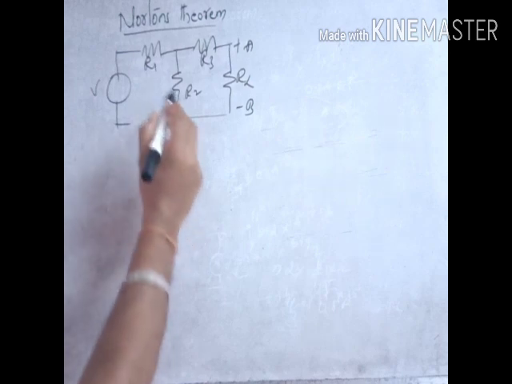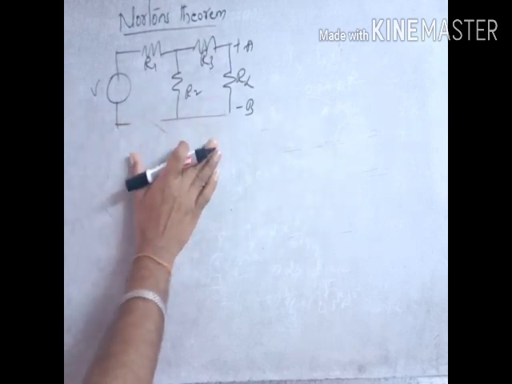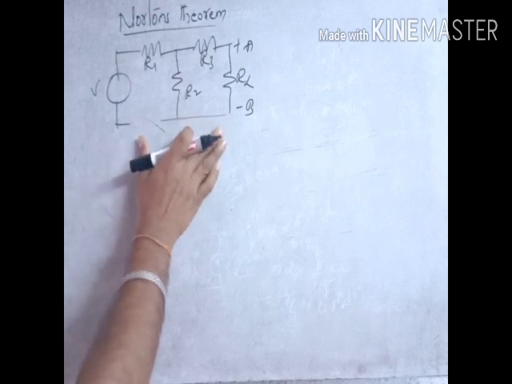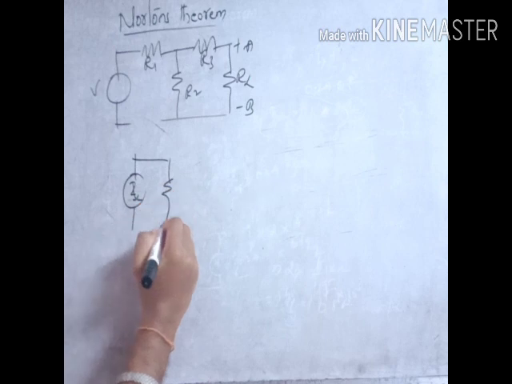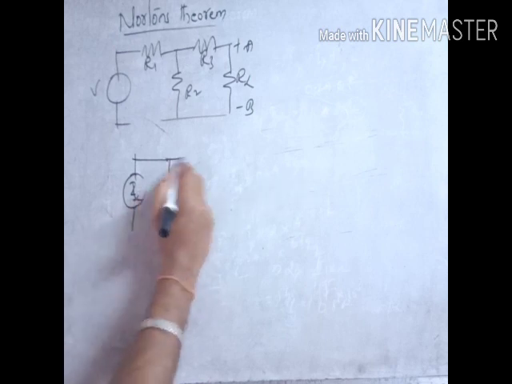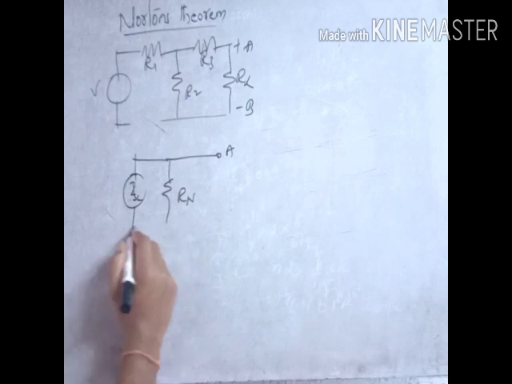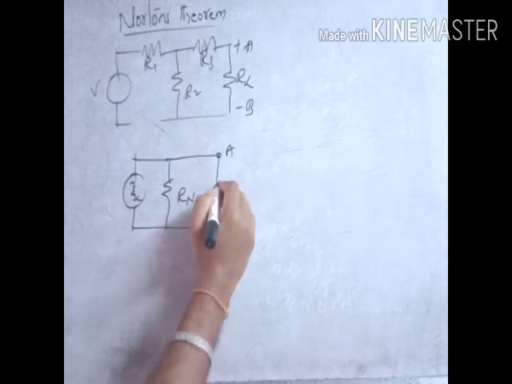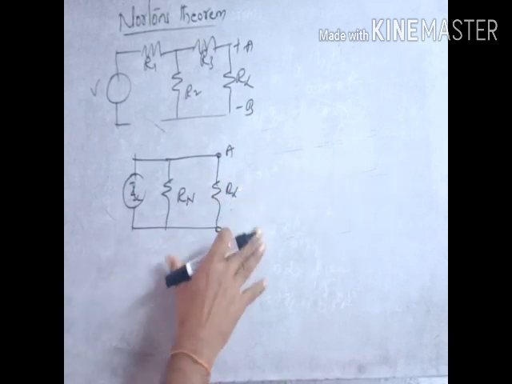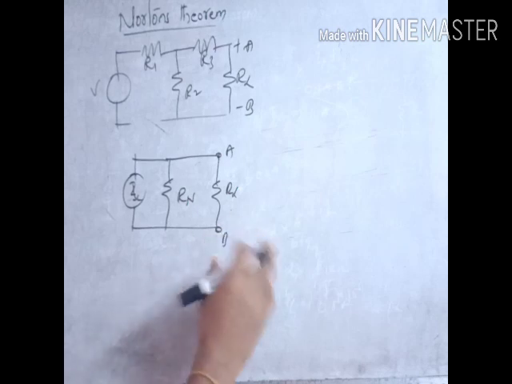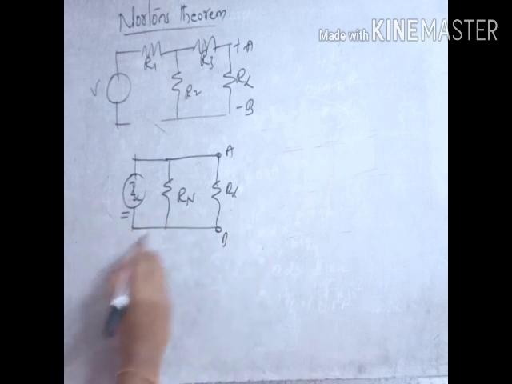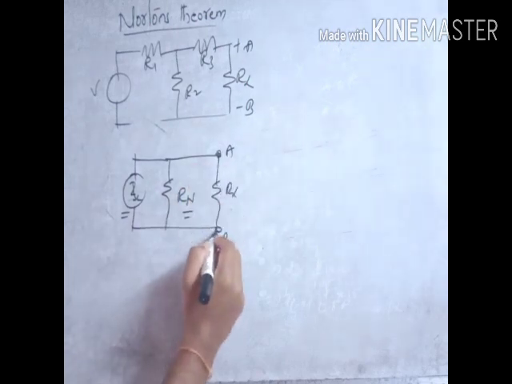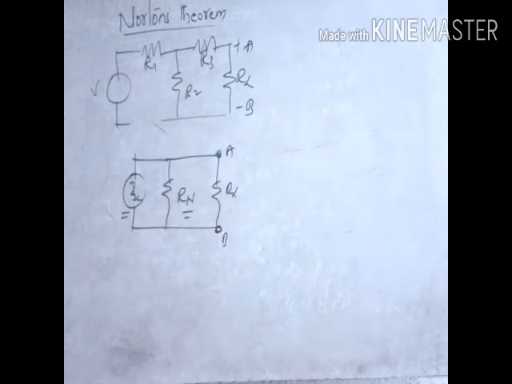In Norton's theorem, when a complicated circuit is given, it will be replaced by a short circuit current ISC in parallel with an equivalent resistance RN, and the load terminals are replaced as they are. Any linear circuit consisting of voltages and resistances can be replaced by its equivalent circuit consisting of short circuit current in parallel with the equivalent resistance, that is Norton's resistance, and replacing the load terminals as they are. So this is Norton's theorem.